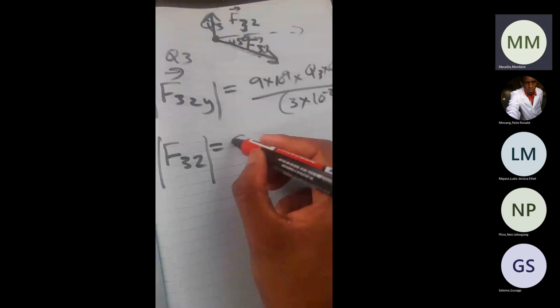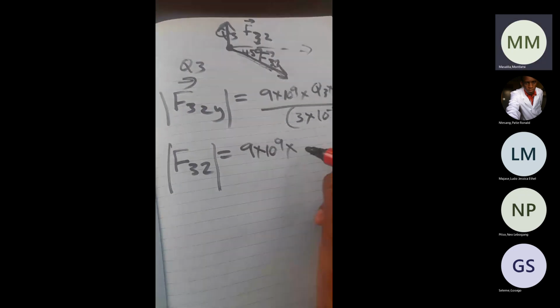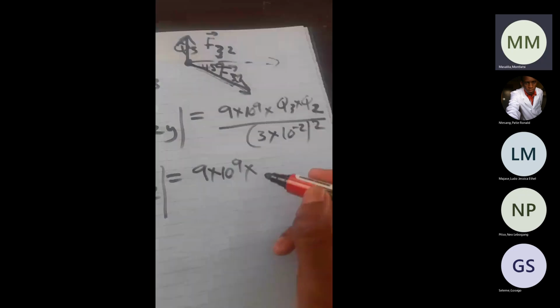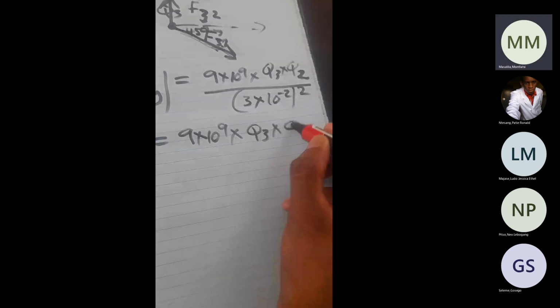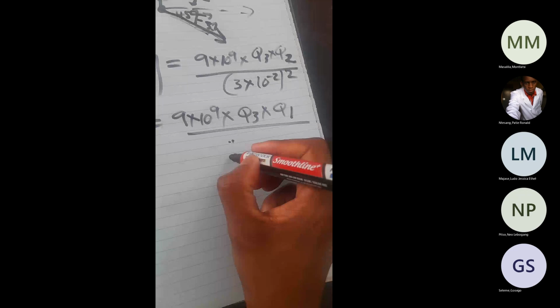Times charge 3 times charge 1 over distance squared, over r squared.